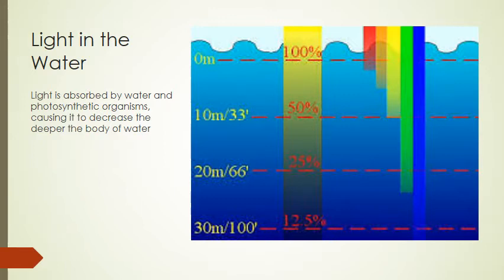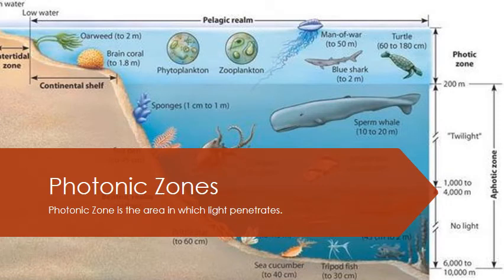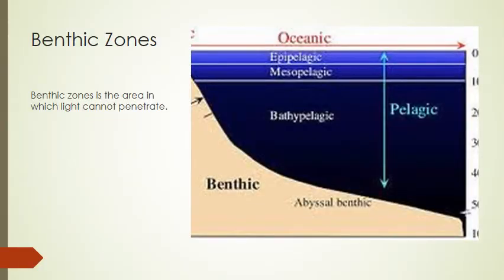Kind of neat. So light gets absorbed by the water, and that leads to different zones. The photonic zone is where you get light, because that's where the photons are. This photonic zone will have a lot of photosynthetic organisms. Beyond the photonic zone, you have the benthic zone. This is the area in which light cannot penetrate, where even the blue light gets absorbed. The benthic zone is where you get all those super cool fish that look like they have fangs, and they look like they will have a lot of bioluminescence.